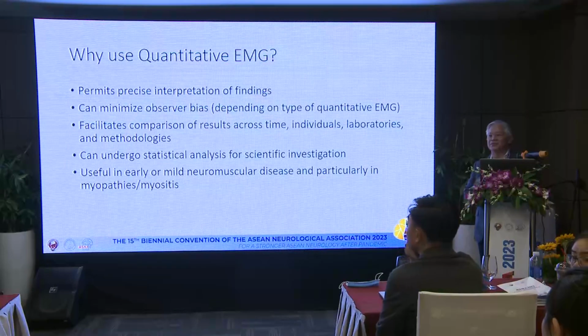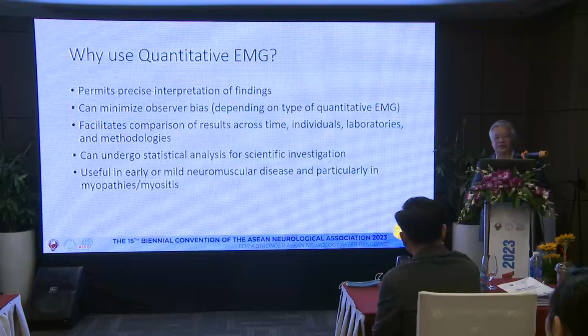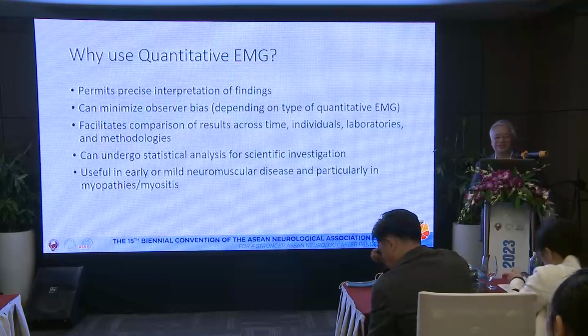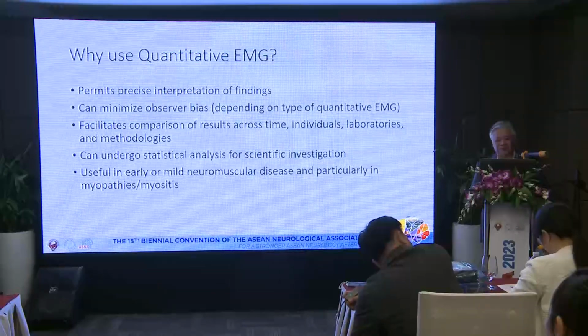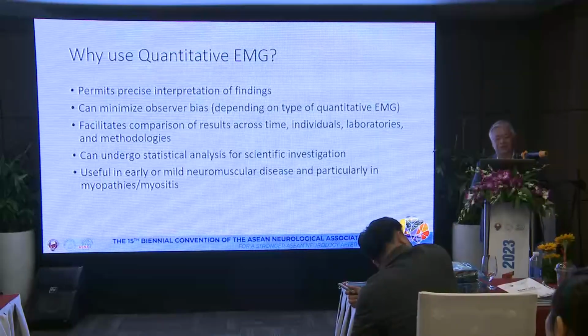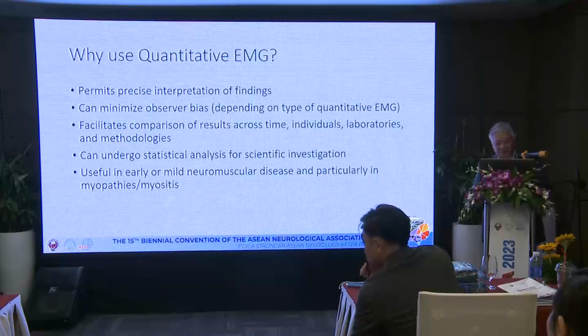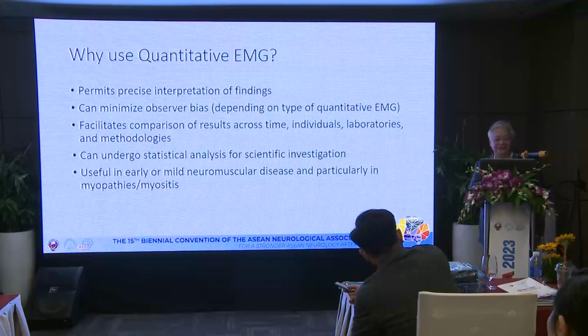It can minimize observer bias. So if you examine somebody and you think that this patient is going to have a myopathic process, you may start to select the smaller ones to make sure that it fits with your interpretation. So that's something you need to wonder about too. But at the same time, if you don't know what you're looking at, you may not think that it's myopathic.